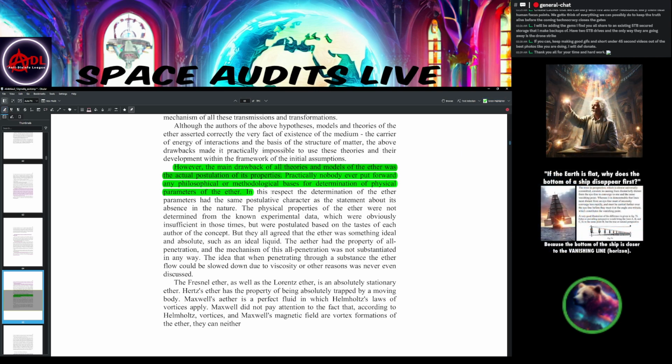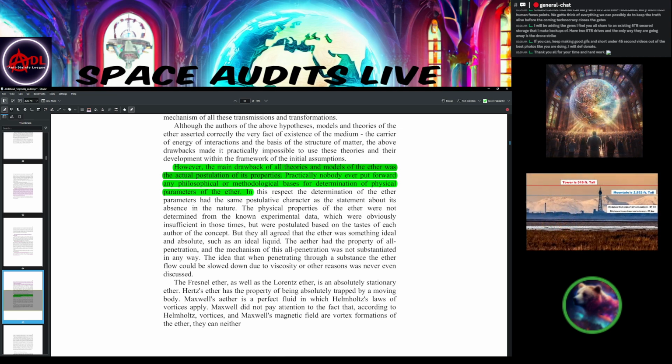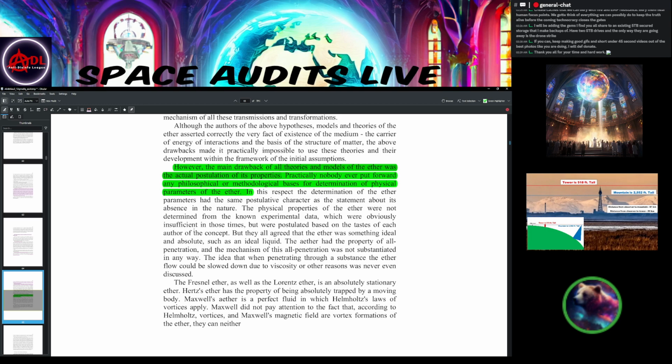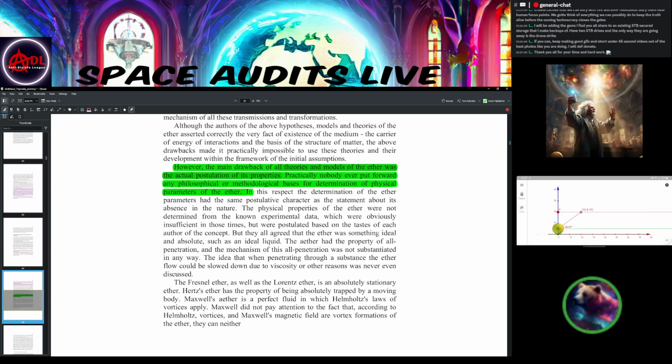In respect to the determination of the ether parameters, the statements about its absence in nature had the same postulated character. The physical properties of the ether were not determined from known experimental data, which were obviously insufficient in those times, but were postulated based on the taste of each author's concept. But they all agreed that the ether was in some way ideal and absolute, such as an ideal liquid.